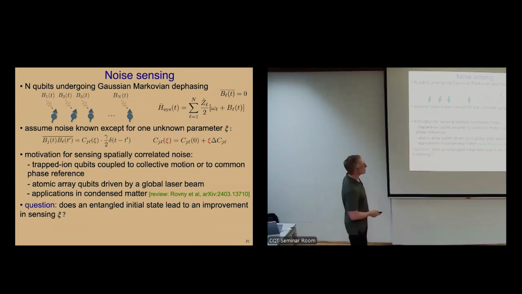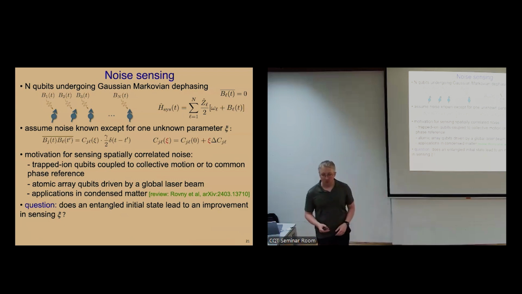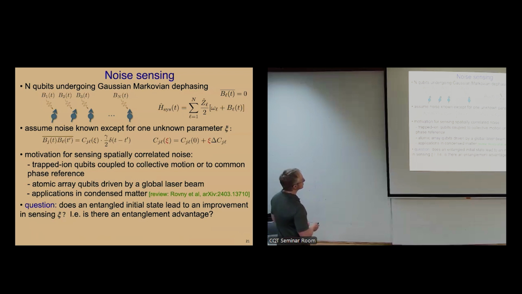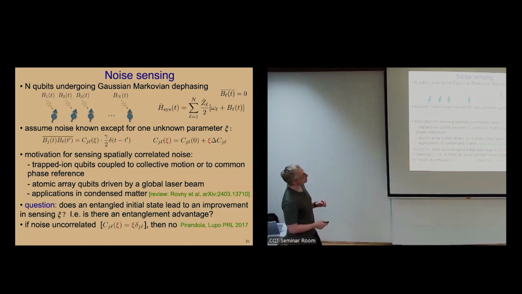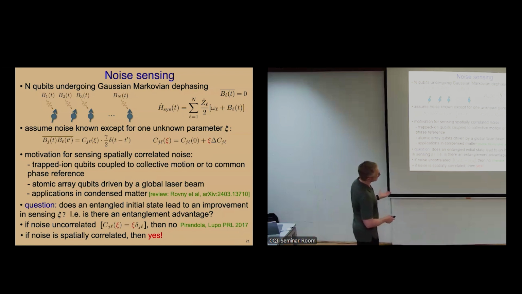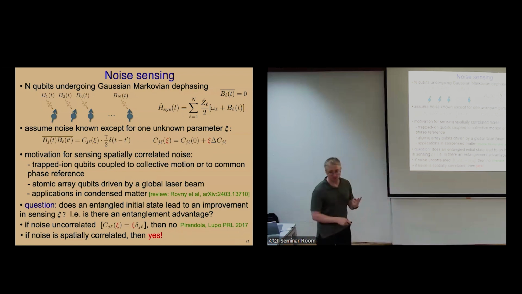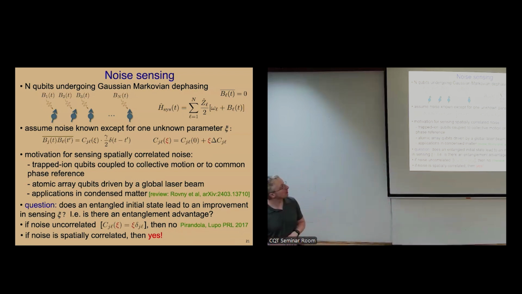So the question is, does it help to entangle the initial state? Or maybe if I don't entangle the initial state, I'll do just as well. So is there an entanglement advantage? It turns out if the noise is uncorrelated, meaning that all of the off-diagonal entries are 0, and each qubit just dephases independently with its own dephasing rate gamma, then the answer is no. If the noise is spatially correlated, the answer is yes, and I will give 2 examples, and then I will close.